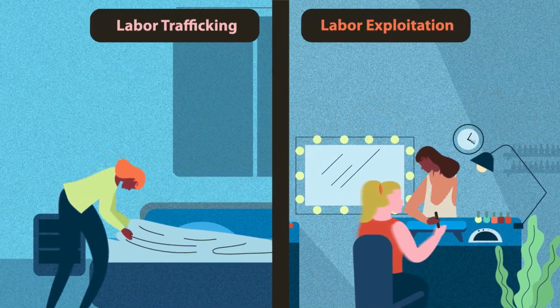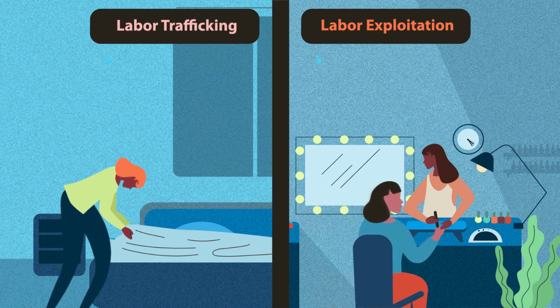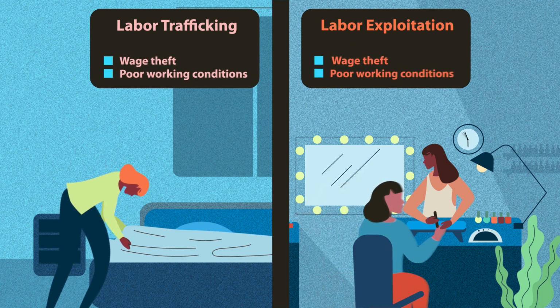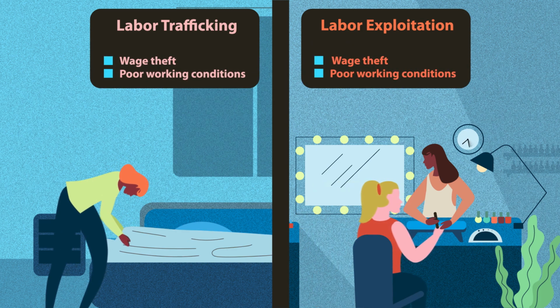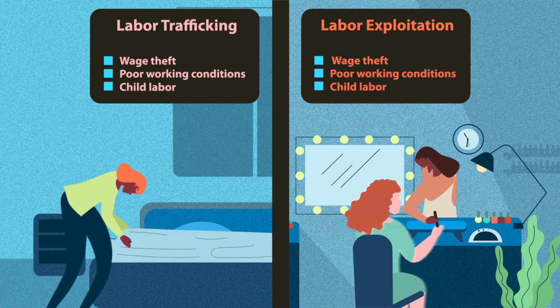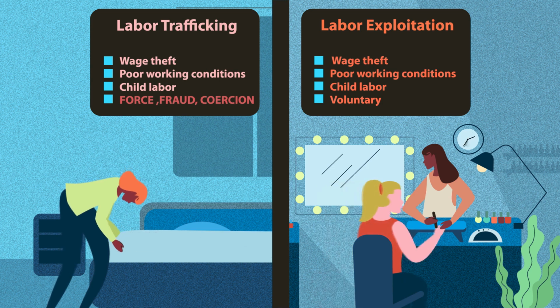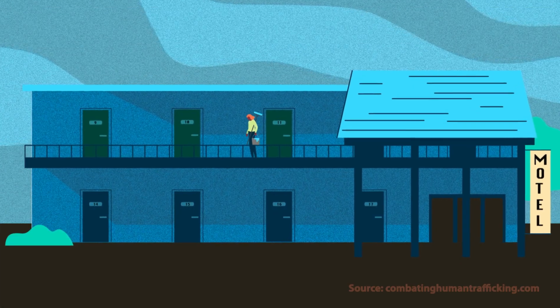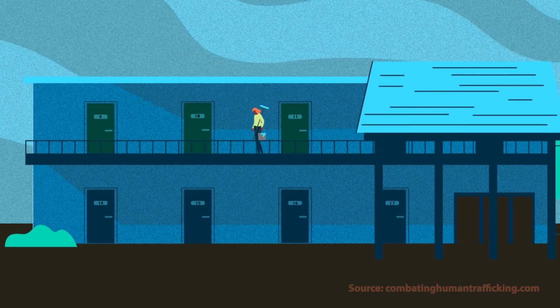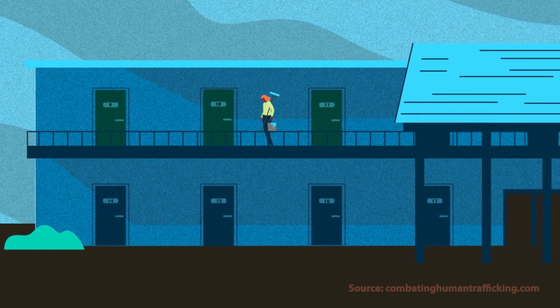Labor trafficking may include all of the elements of labor exploitation, for example, wage theft, poor working conditions, other labor law violations, and child labor. But if the exploitation and child labor do not occur through the use of force, fraud, or coercion, they are not considered labor trafficking. Let's look at a hypothetical example to understand the differences between labor trafficking and labor violations.